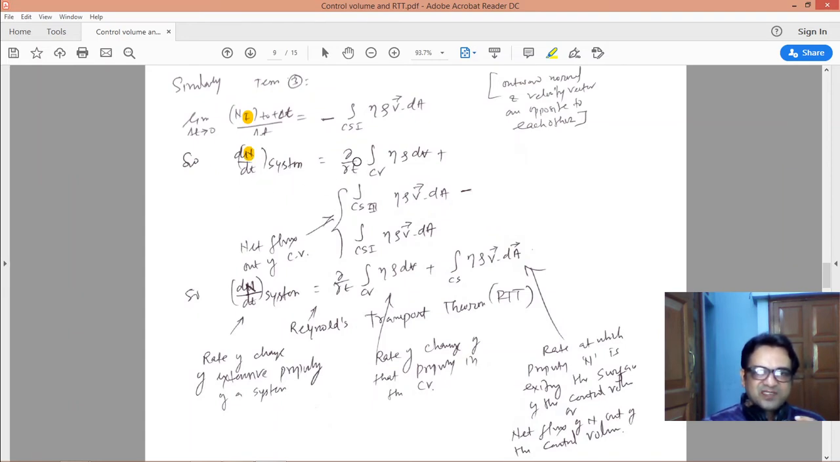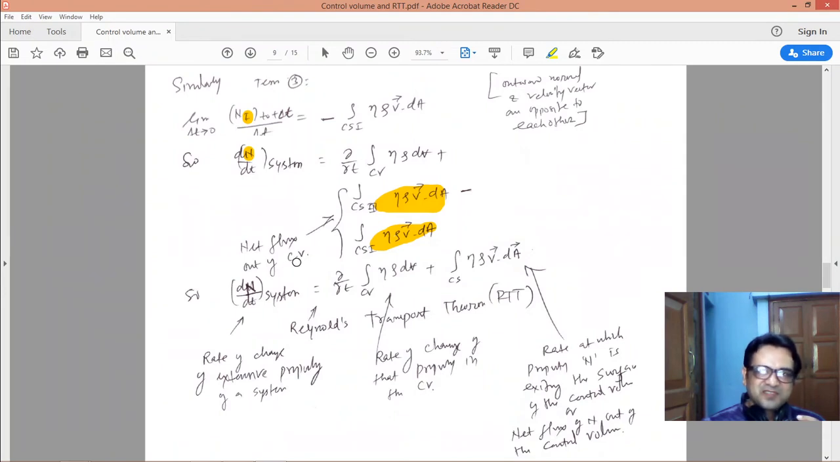Now replace all these three terms to get the rate of change of any extensive property N for the system, equal to del by del t integration over CV of eta rho dV, plus one term for the outflow condition, another for the inflow condition. The outflow condition is positive, minus the inflow condition, which is negative. So the first term is a volumetric integral and the second two terms are surface integrals. Basically outflow minus inflow, the net flux out of the control volume.